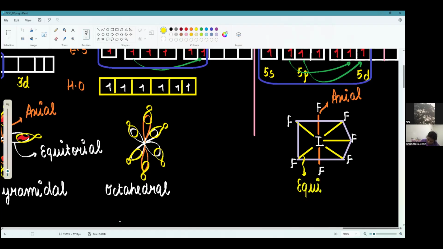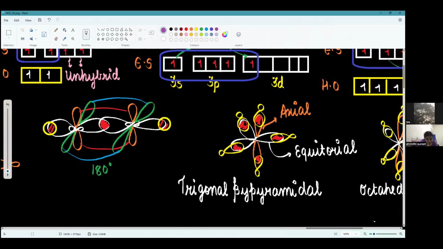So if the bond length of the axial bond is x and that of the equatorial is y, in this case, due to repulsion, the angle between axial and equatorial bond will be 90 degrees, whereas the angle between two equatorial bonds will be 72 degrees. So here the equatorial bonds are greater than axial bonds. So the bond length of axial is less than that of equatorial.